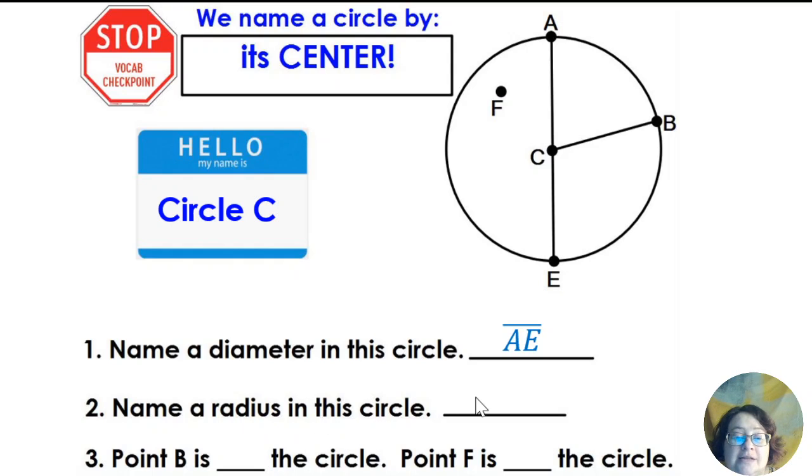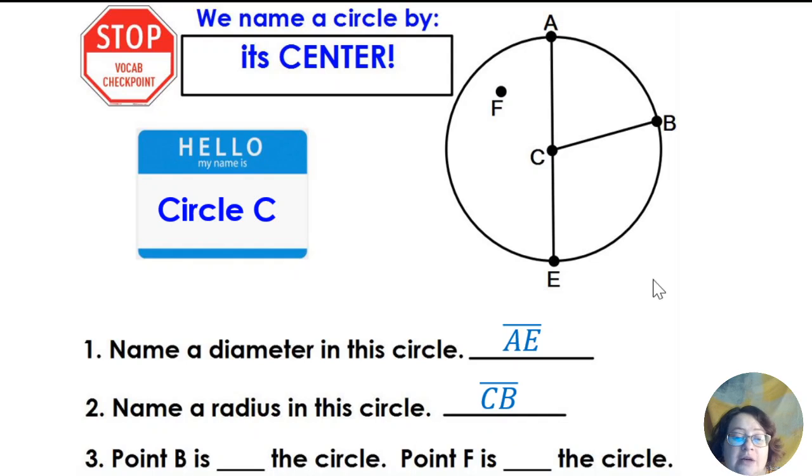For a radius in the circle, I have CB. It's the one that stands out to me first. I could also call it BC. We also have two others. We have CA, so that's half of our diameter here. That would be a radius. And CE would also be counted as a radius. But here, we're only asked to list one, so we only need one.